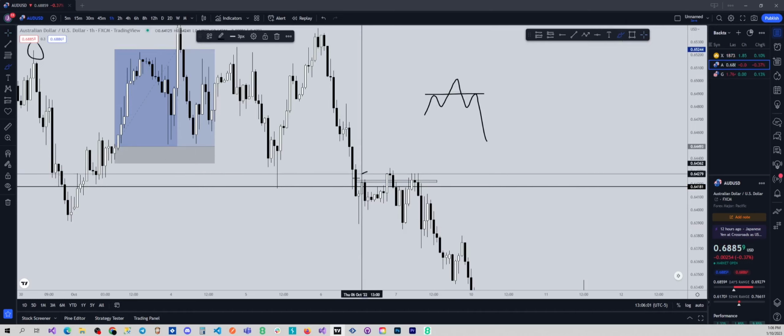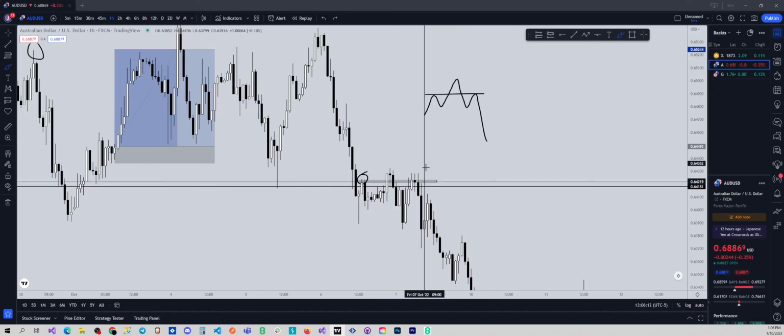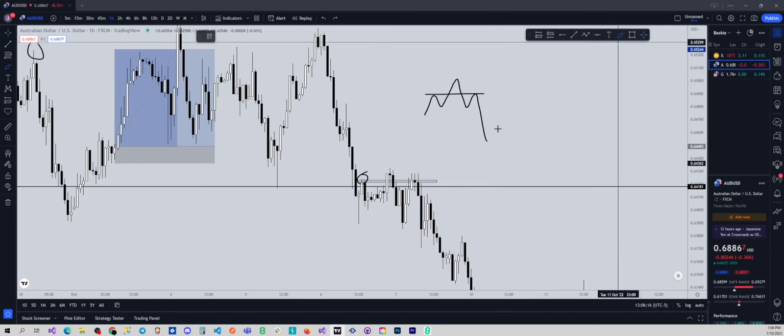So we've got the left shoulder over here, rejected this resistance, faked out some traders, faked out some buyers. And then we have the second shoulder over here. This is where we want to pay attention to price action, as I told you guys. If you wanted to get into this trade, you would have to pay attention right over here.